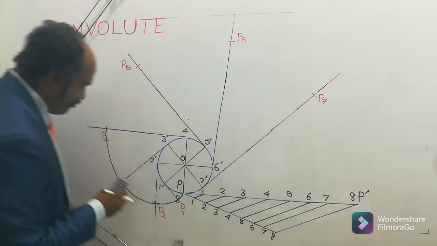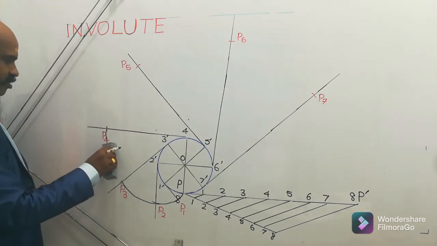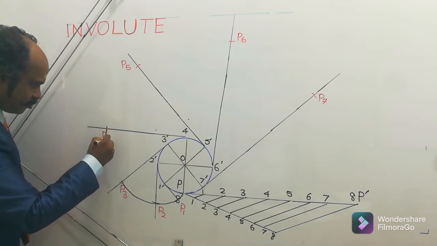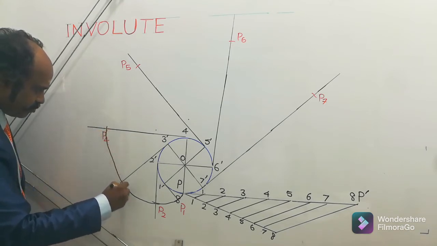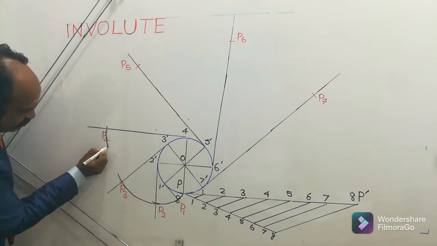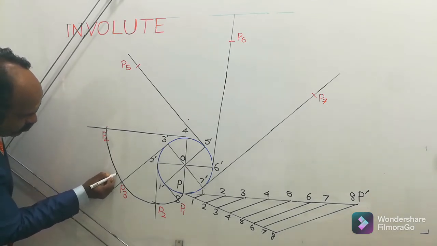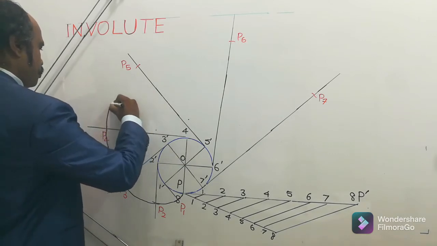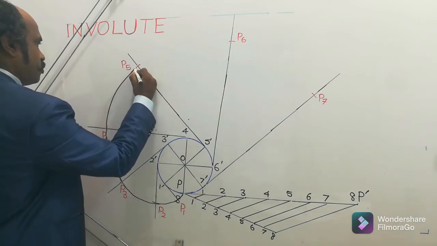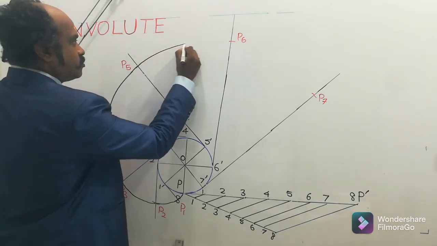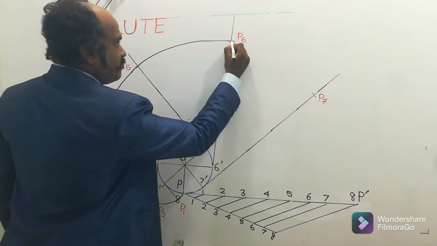Suppose if it goes wrong, you correct it just by erasing that part. Don't paint the curve. The marker board is slippery. Okay, join with P5. Join with P6. Join with P7.